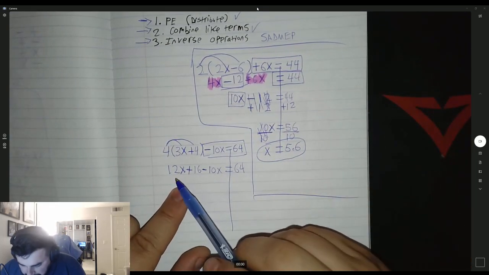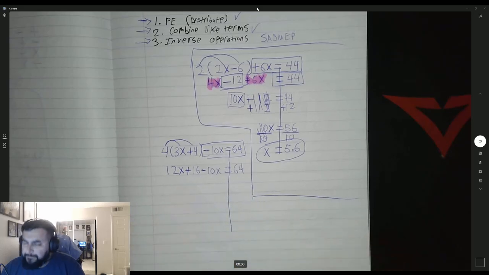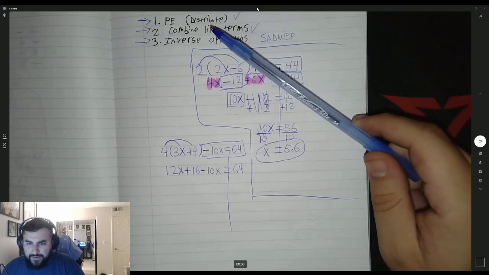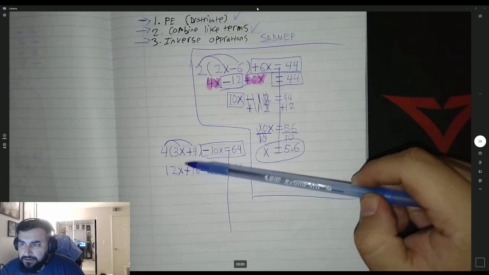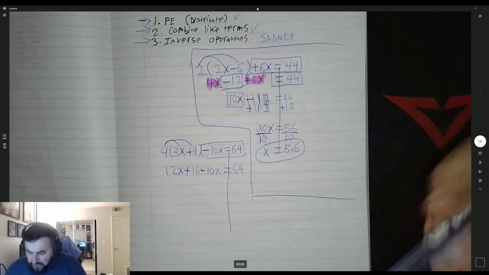So now, we get 12x plus 16 minus 10x equals 64. Are there any more things to distribute in parentheses? There's not, right? So tell yourself, what did you do next? Did you get this? Hopefully you did, but combine like terms is the next step. So let's go ahead and try that.